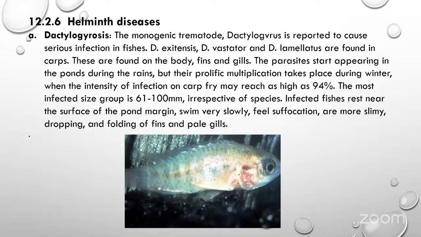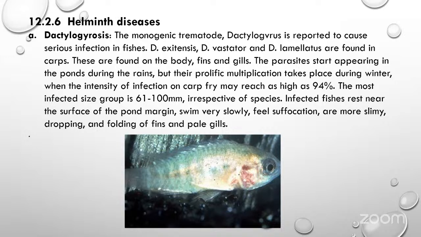Next, helminth diseases. Here we are going to discuss a few diseases which are caused by helminths. First one is dactylogyrosis. The monogenean trematode Dactylogyrus is reported to cause serious infections in fishes.